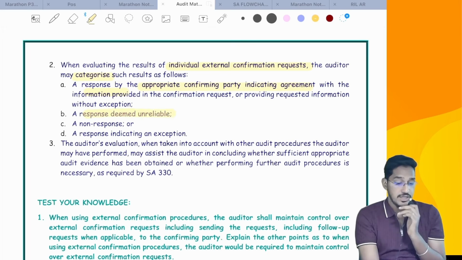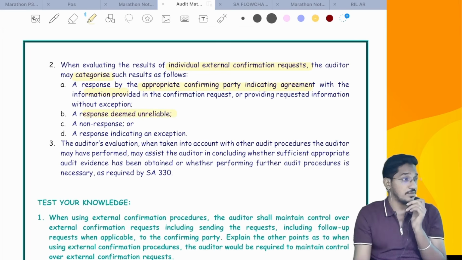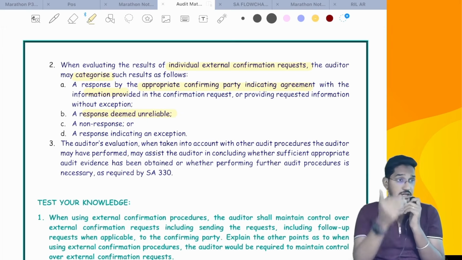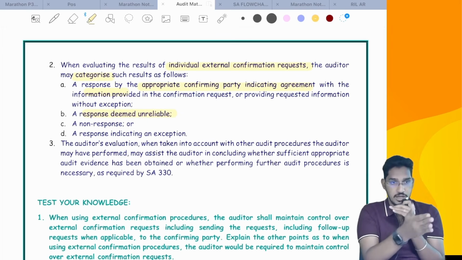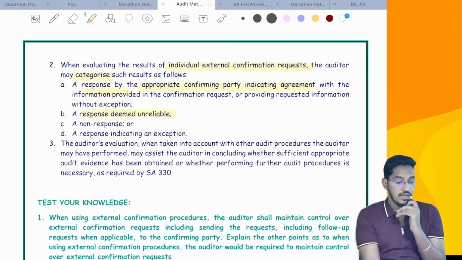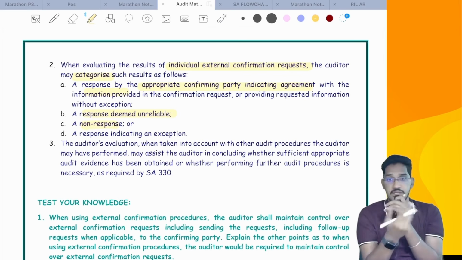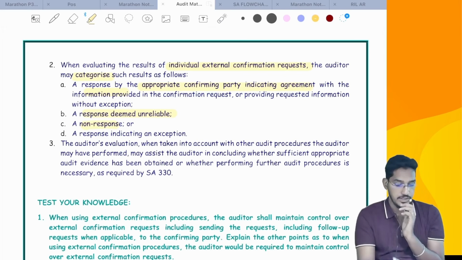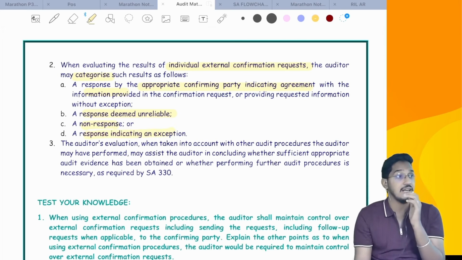Then, a response deemed unreliable. You got a response, but the third party is not independent. You have a suspicion. Even though he gave a response and told you everything is correct, it is not reliable. That you keep aside. Then, a non-response. You sent a confirmation request but did not get any reply. That you keep aside. And a response indicating an exception, which is nothing but differences.